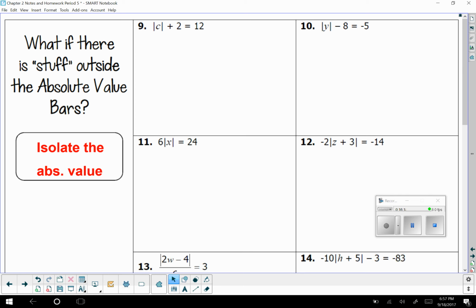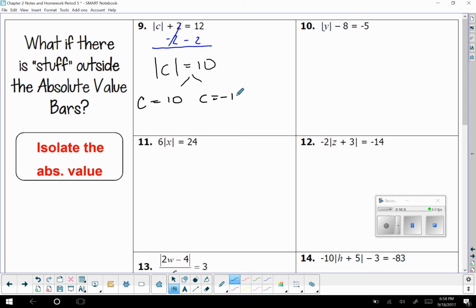All right. So for number 9, we got to get that absolute value of C by itself. So we need to subtract the 2. And then we get the absolute value of C is equal to 10. Now we can start the problem again. And we get C equals 10 and C equals negative 10. And then our bracket, and we're done.